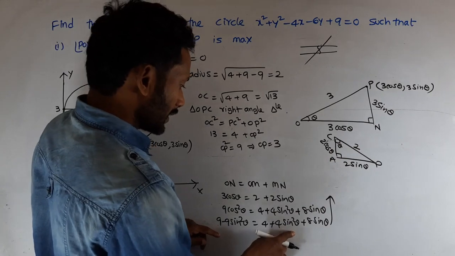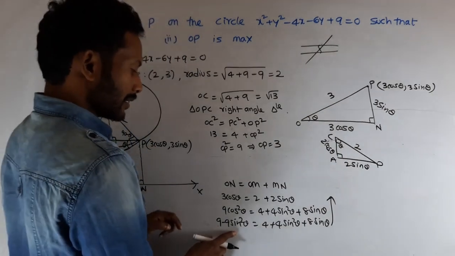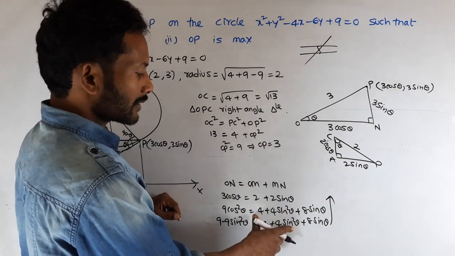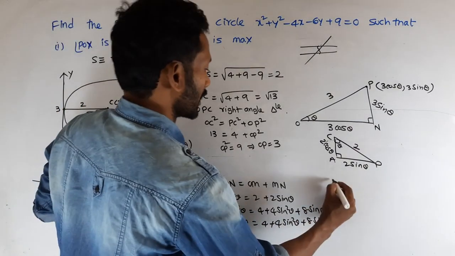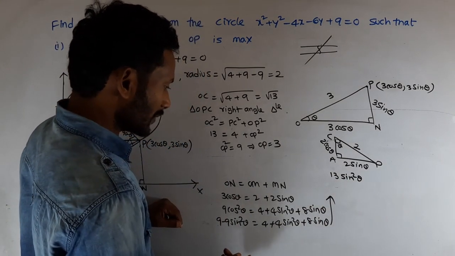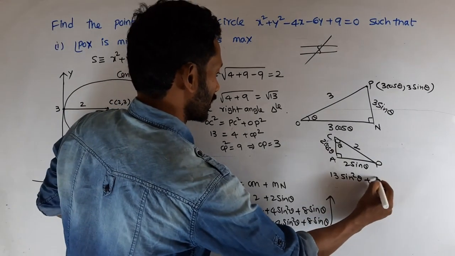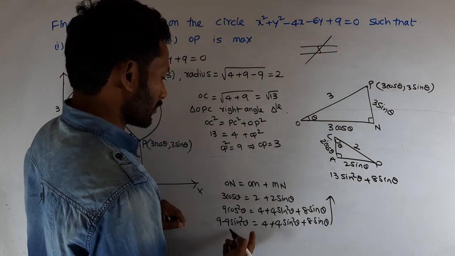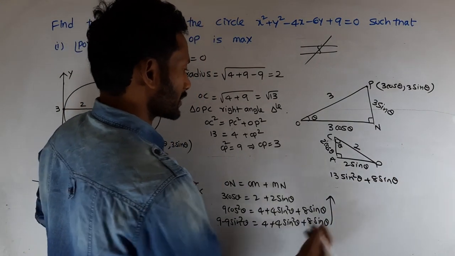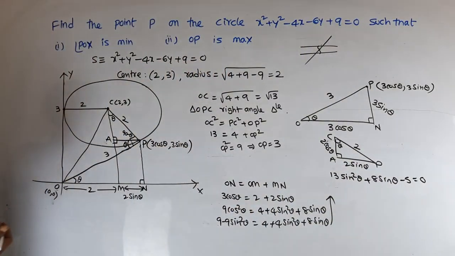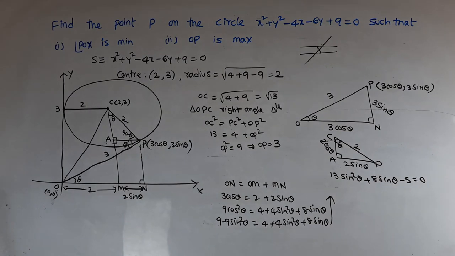We should get all the terms on one side. 4 sin square theta plus 9 sin square theta is 13 sin square theta, plus 8 sin theta, plus 4 minus 9, which is minus 5, equal to 0. Now find the roots of this equation.